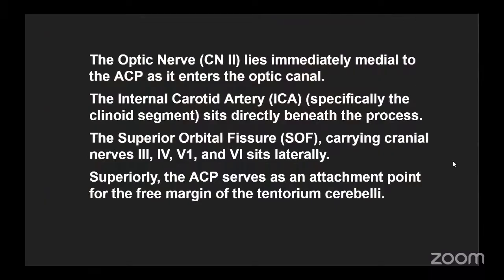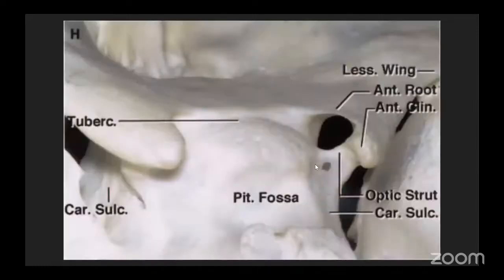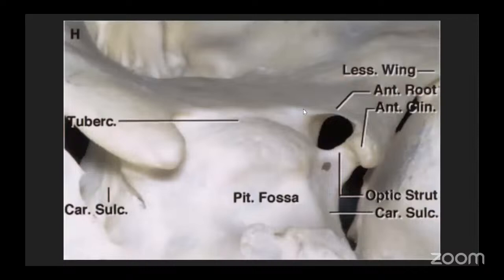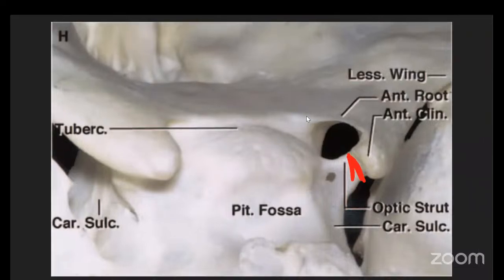So we imagined the structures pretty much. I have some more images ahead. The optic nerve lies immediately medial when it enters the optic canal. Let's go back to the picture. This is the ACP and this is the optic canal. It obviously looks medial. Then we have the ICA. The ICA sits directly beneath the process. Let me go back. This here is where the ICA is going to be. So it's going to be medial and inferior both.